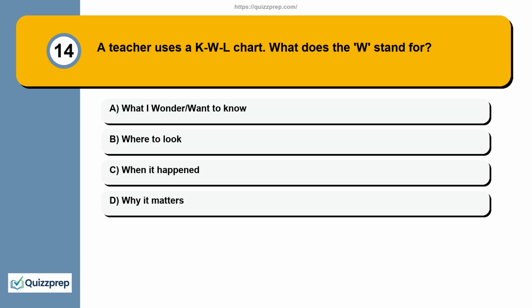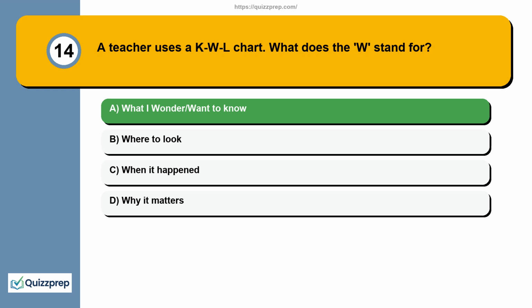Question 14. A teacher uses a KWL chart. What does the W stand for? Here are your options. Option A. What I wonder or want to know. Option B. Where to look. Option C. When it happened. Option D. Why it matters.